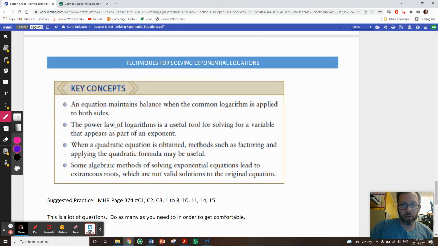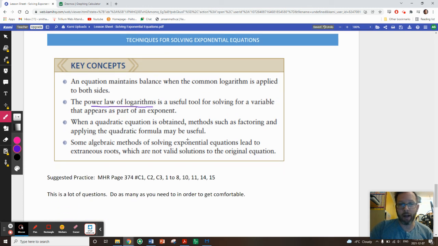Okay, so we now have a second technique for solving equations. We can take the log of both sides, and the equation maintains its balance. The equation's still an equation, and we can proceed solving from there using the power law of logarithms. And in our example 3, we saw that sometimes we can use that clever trick and think of an exponential equation as a quadratic equation where we can use the quadratic formula, or in other cases maybe we could just use factoring.